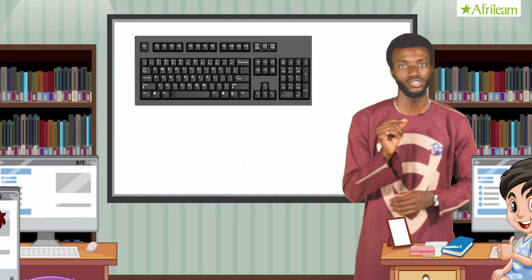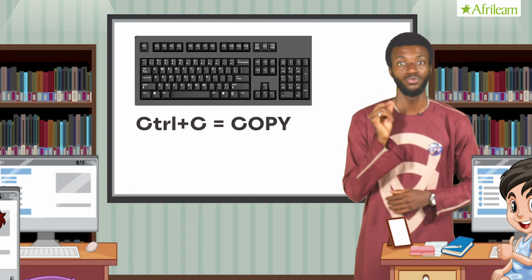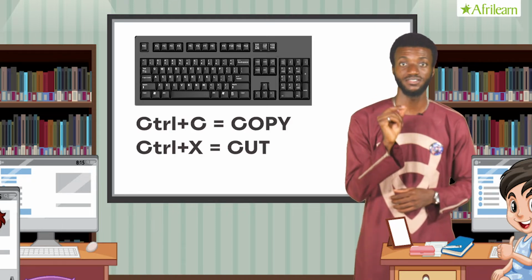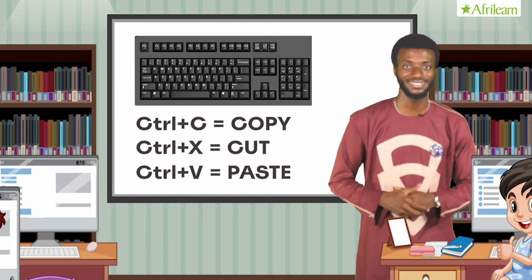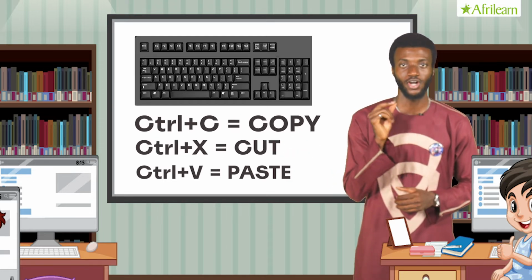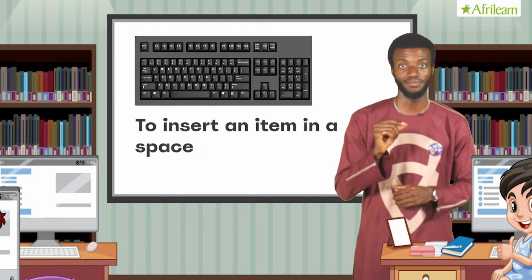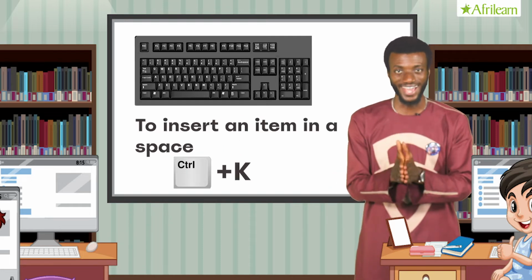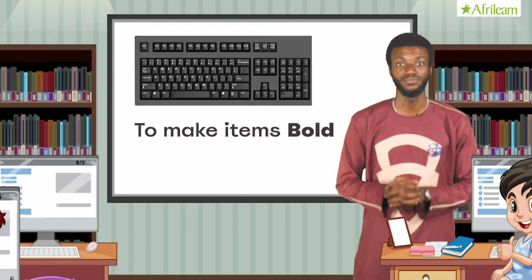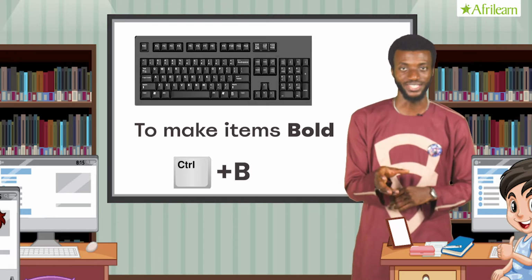The three most common shortcuts are CTRL C for copy, CTRL X for cut, and CTRL V for paste. These cut, copy, and paste are used to move objects. To insert an item in a space, we use CTRL K. To make items bold, we use CTRL B.